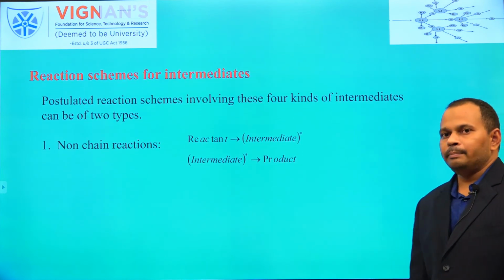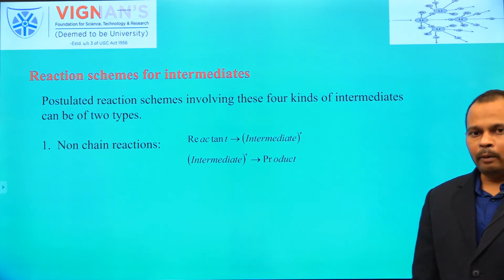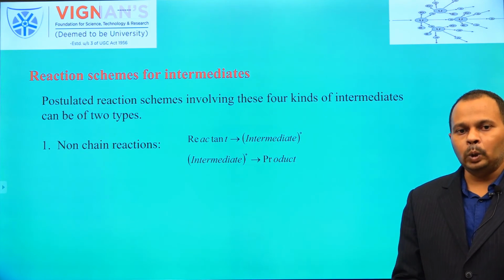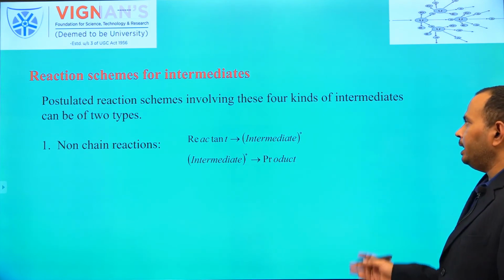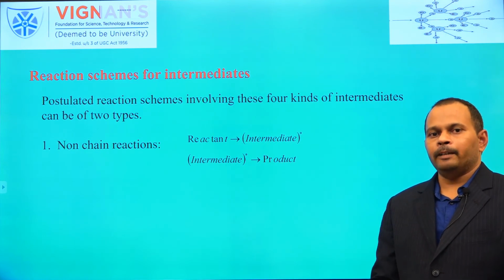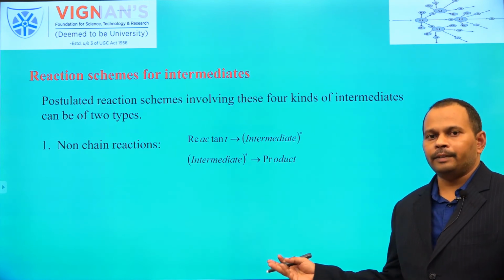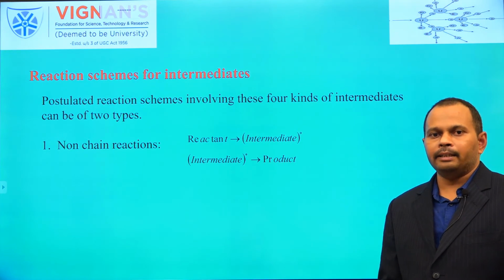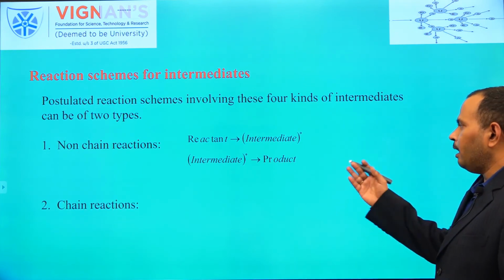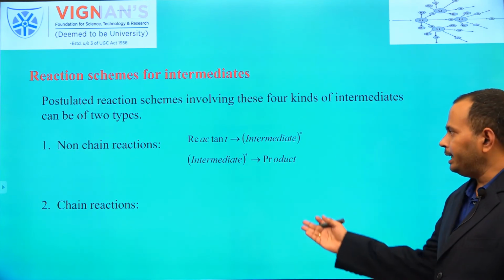Next one, reaction schemes for intermediates. The postulated reaction schemes for intermediates are mainly classified into two types. First one, non-chain reactions. A non-chain reaction takes place in two steps. First, from reactant we have the formation of intermediate. In the second step, by disappearance of the intermediate we get the product. And also this formation of intermediate may follow the chain reaction mechanism.